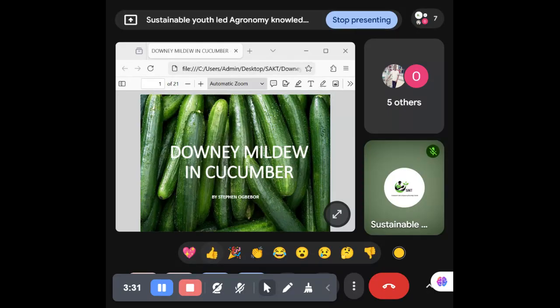So today we'll be looking at downy mildew in cucumber production. I know I was supposed to talk about general production before this, but I think this is one of the major challenges in cucumber. Maybe in another class we can look at production. So for today we will be talking about downy mildew on cucumber farming.